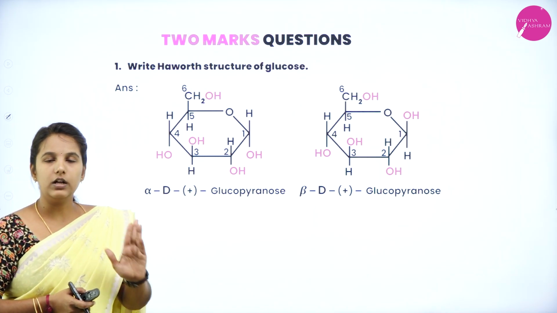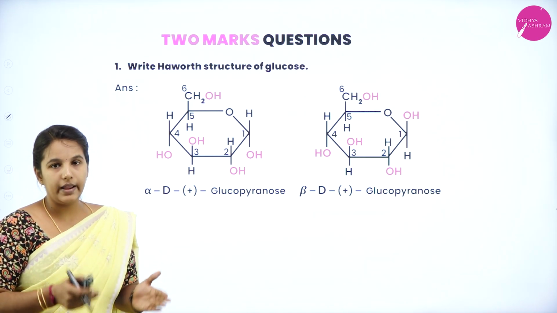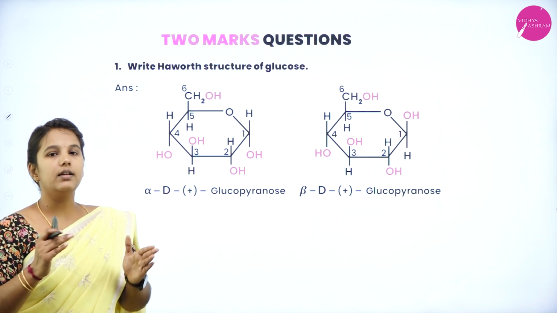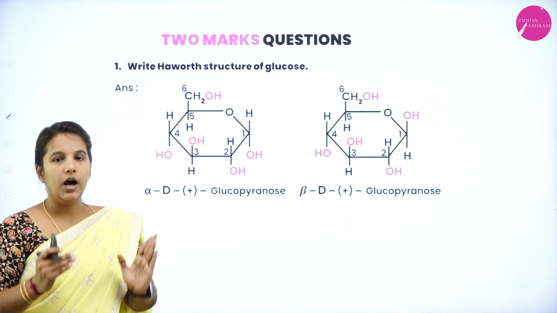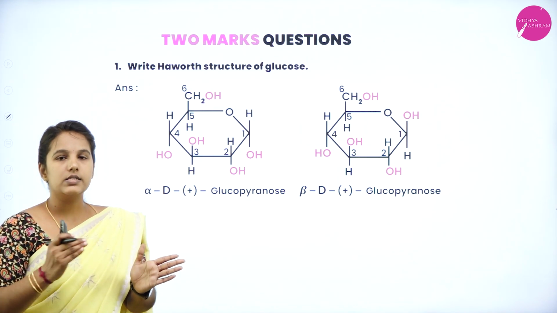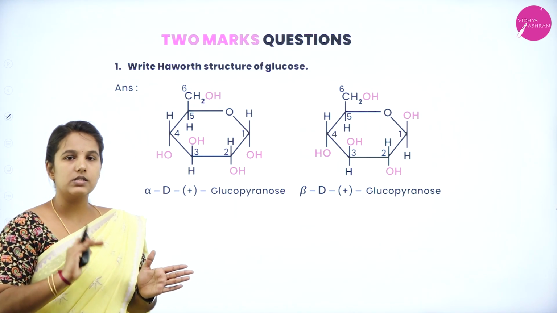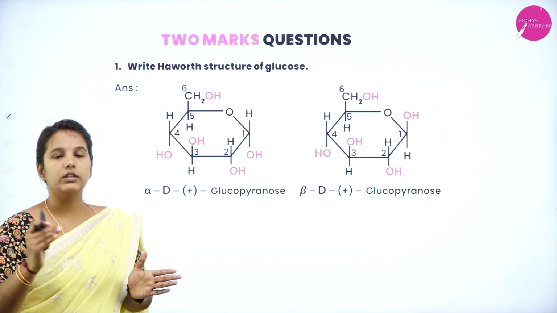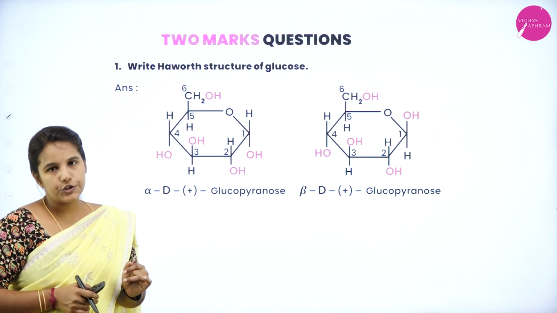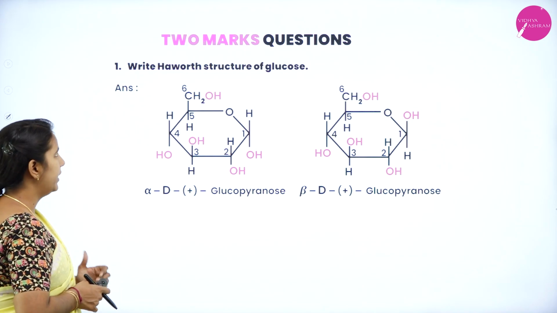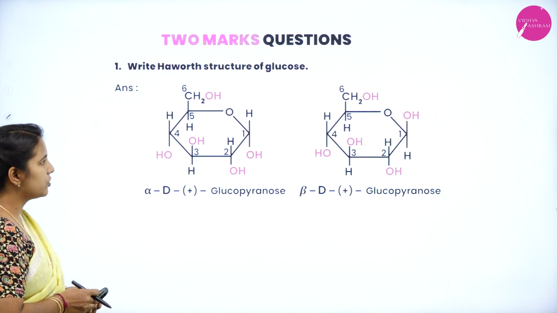So, be cautious with the structural elucidation of glucose also. We can expect the 2 mark question. They can give you any condition to write the reactions of glucose, like how it shows a 6 carbon chain, or the presence of 5 OH bonds, or the presence of the functional group. Keep that in mind. So, we will see the Haworth structure of glucose.